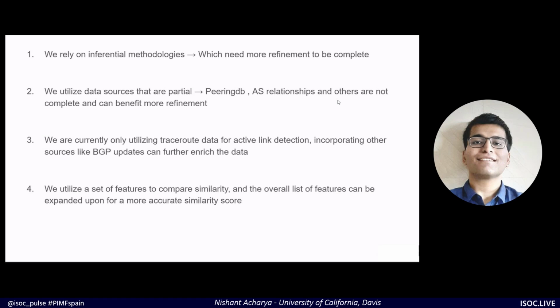The second point here is that we utilize data sources that are partial. As you have seen, we already utilize PeeringDB AS relations and others that are not complete, and ideally we can use some more refinement. The third part here is we are currently only utilizing traceroute data for active link detection. And we do plan on incorporating BGP updates to further enrich the data in the future. And finally, we utilize a set of features to compare similarity, as I mentioned in the previous slides. And it is not a complete set. So the overall list of features can be expanded upon for a more accurate and detailed similarity score comparison.